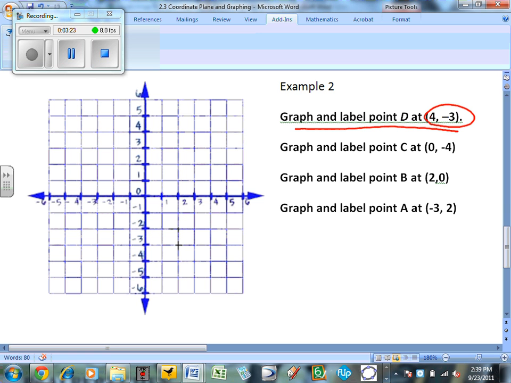So again, I go left to right first on the x-axis. On the x, it says 1, 2, 3, 4, then down 1, 2, 3. This would be D. C says 0, -4. So on the x-axis, I go 0, and then I go down 1, 2, 3, 4. And that was C. B says 2, 0. So I need to go to the right 1, 2, and then up 0. 2, 0, 0 on the y-axis. And then -3, 2. I need to go -1, -2, -3, and then I need to go up 1, 2. I need to label that A, and I forgot to label my B.